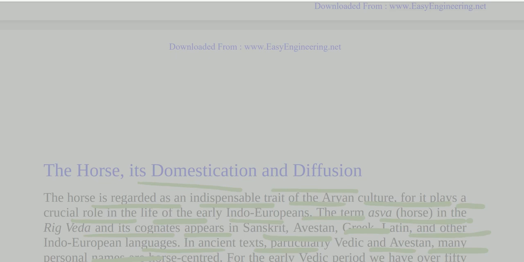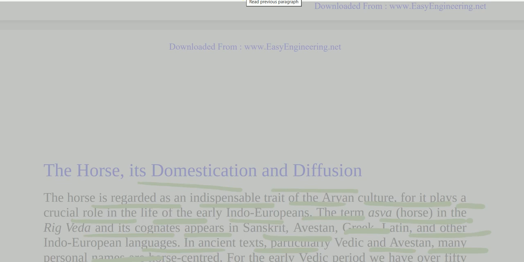The horse is regarded as an indispensable trait of the Aryan culture, for it plays a crucial role in the life of the early Indo-Europeans. The term aswa, horse, in the Rig Veda and its cognates appears in Sanskrit, Avestan, Greek, Latin, and other Indo-European languages. In ancient texts, particularly Vedic and Avestan, many personal names are horse-centered. For the early Vedic period we have over 50 horse names and 30 chariot names.